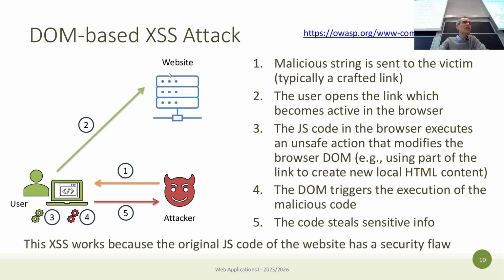In the sense that it looks into the URLs that is sending to the website to perform additional actions, okay? We'll see an example in a minute. So some unsafe action is done by the JavaScript code of the original web application that tricks this code into modifying the browser DOM, so the DOM tree, and so what is shown to the user. And the DOM triggered the execution of some malicious code, and of course, again, back to the previous point, code can do anything malicious, okay?